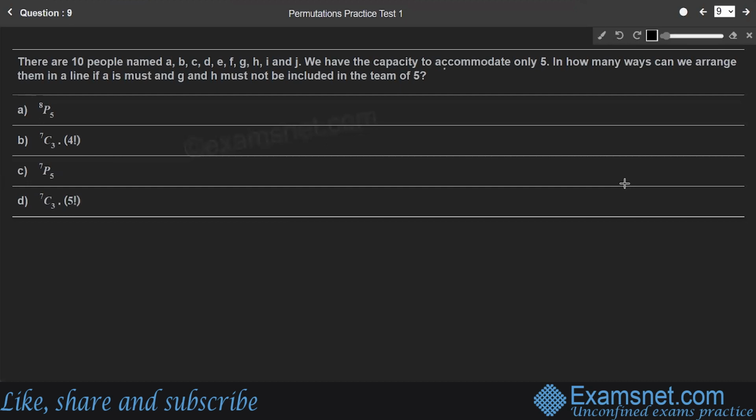Question number 9. There are 10 people named A, B, C, D, E, F, G, H, I, and J. We have the capacity to accommodate only 5. In how many ways can we arrange them in a line, if A is a must and G and H must not be included in the team of 5? Here, students, out of 10 people, A to J, G and H must not be included in the team of 5. We have to select only 5 people. In how many ways can the arrangement of 5 people be possible?